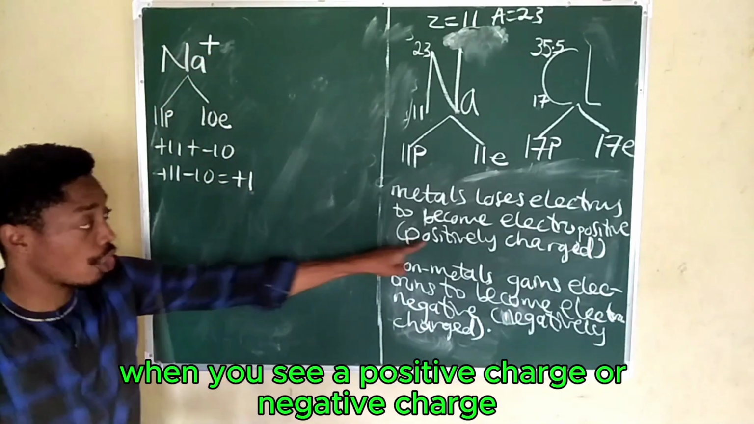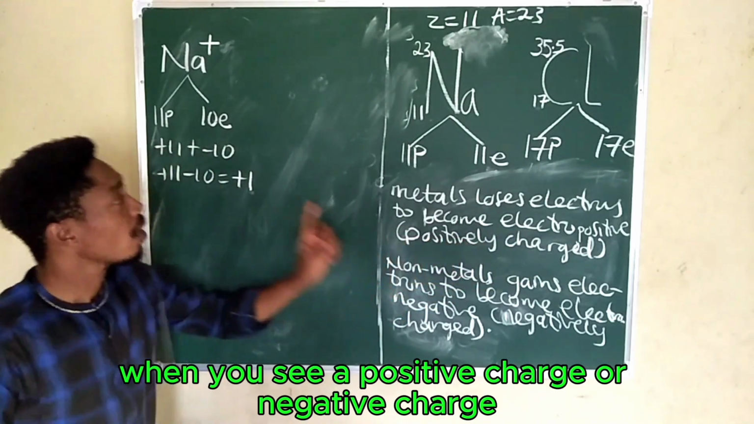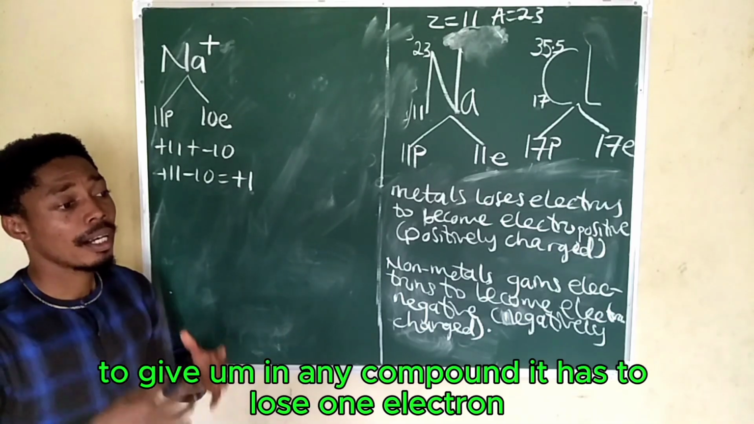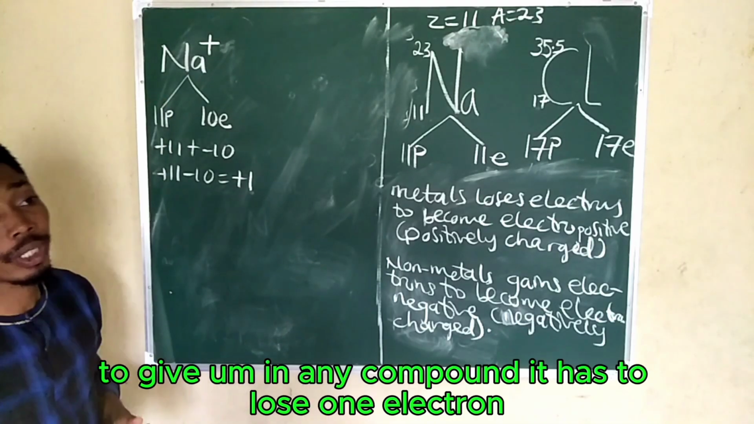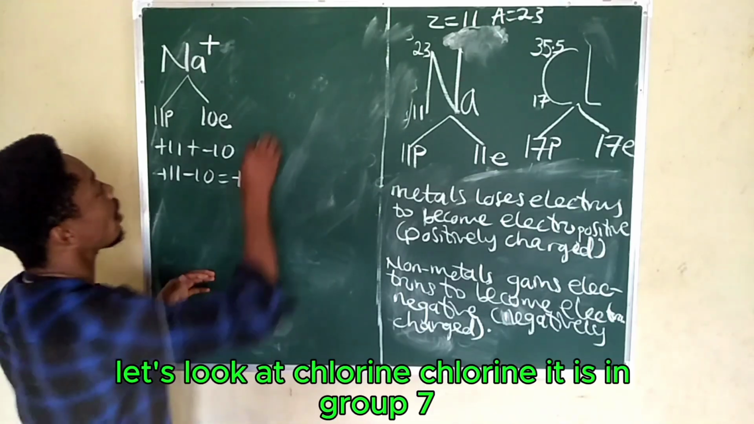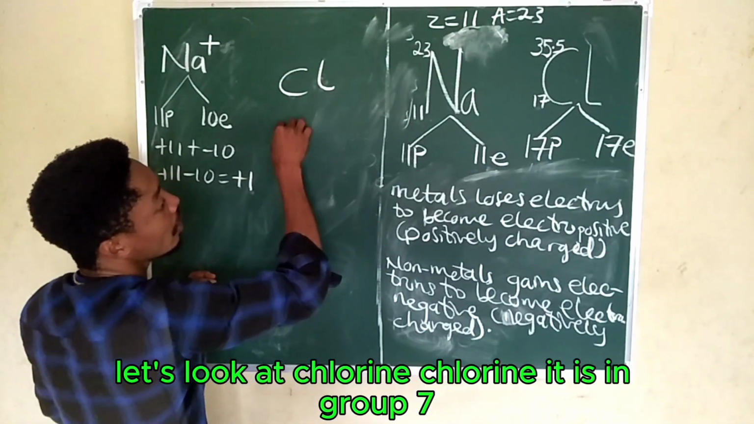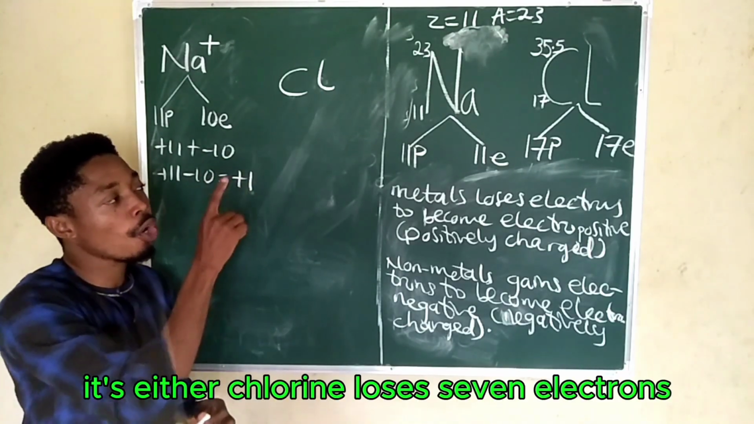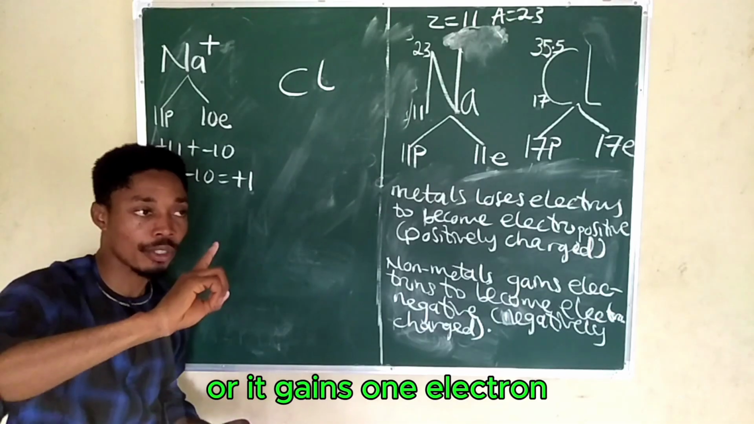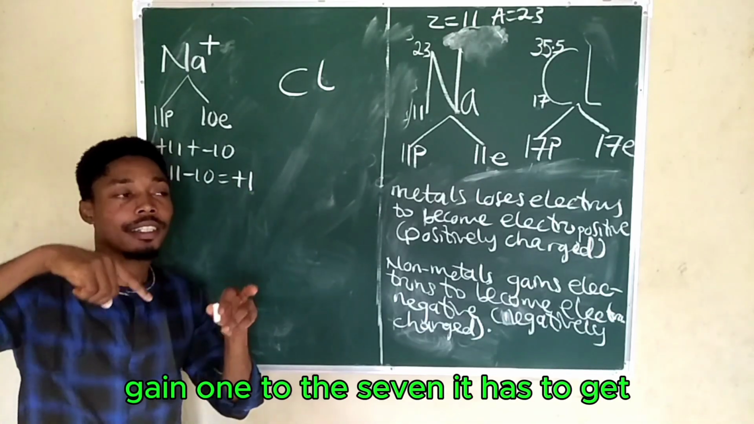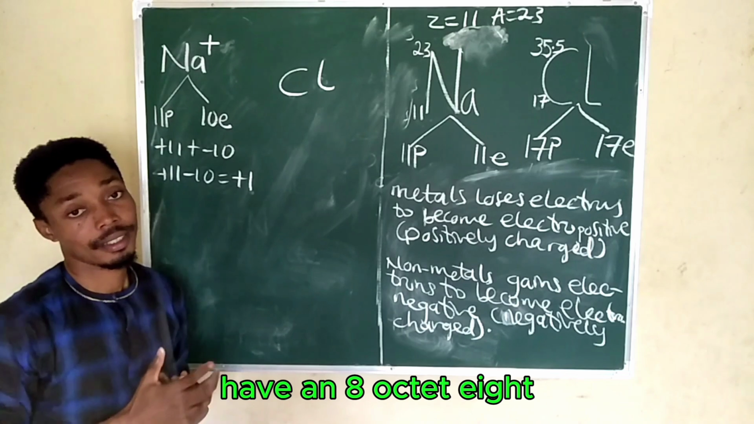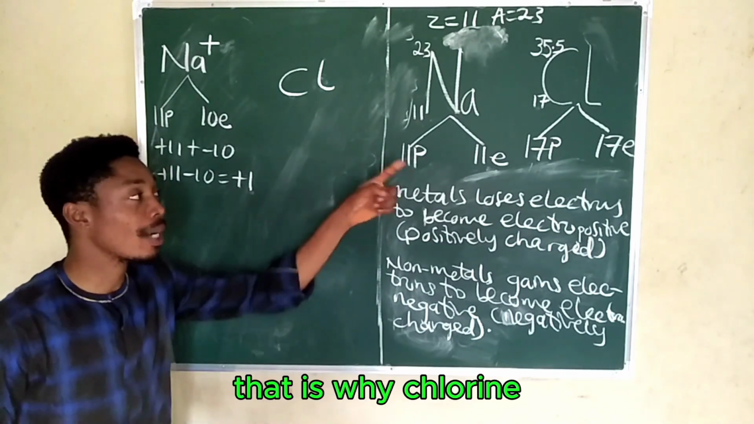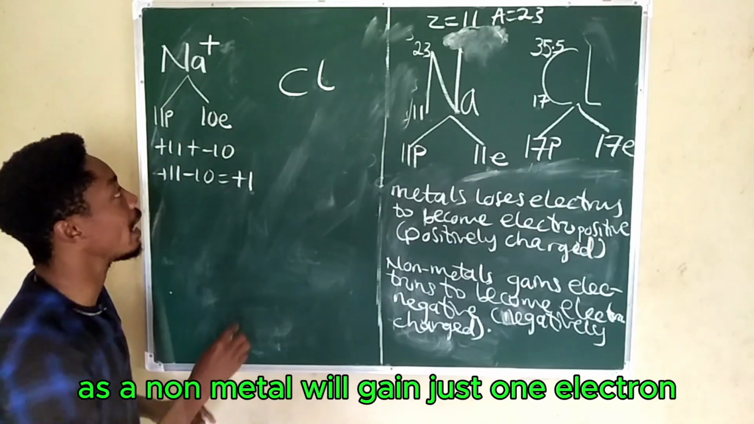When you see a positive charge or negative charge, know that that atom is no longer in ground state. For sodium to react to give any compound, it has to lose 1 electron. Let's look at chlorine. Chlorine is in group 7. That means 7 electrons in the outermost shell. It's either chlorine loses 7 electrons or it gains 1 electron. Gain 1 to the 7 it has to have 8, octet. But it's more difficult for chlorine to lose 7. That is why chlorine, as a non-metal, will gain just 1 electron.